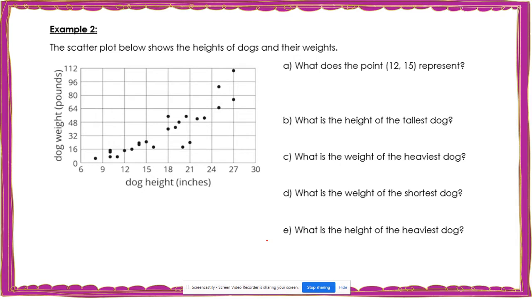Example 2 shows another scatter plot. This one shows the heights of dogs and weights. I want you to take just a minute right now to analyze that data.